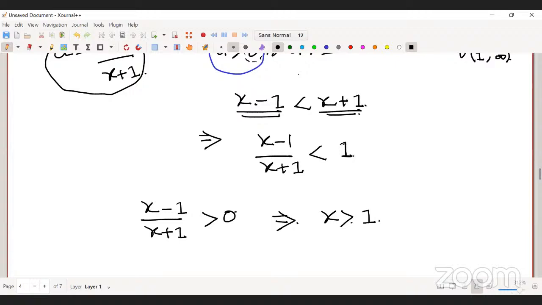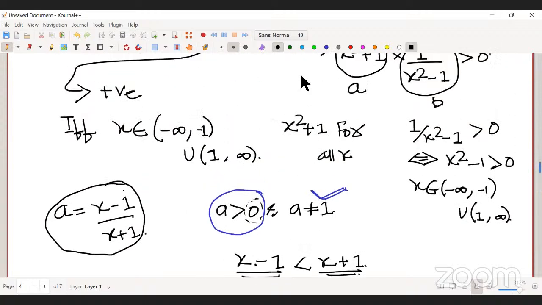When x is greater than 1, sure. Yes, sir. Why? What if you take x to be, let's say, minus 5? Sir, minus 5 is less than 1. I am saying greater than 1. And x less than minus 1 also. Less than minus 1, then it will be less than 0. For x less than minus 1, you use the same argument.